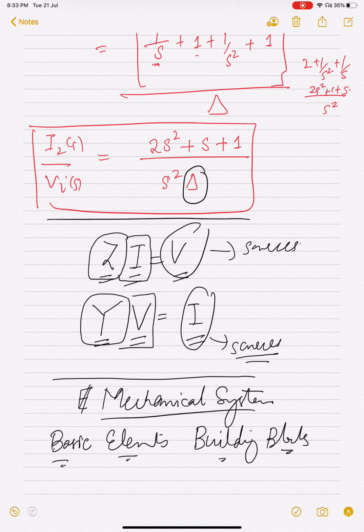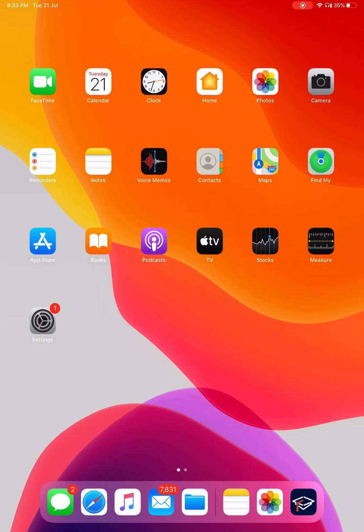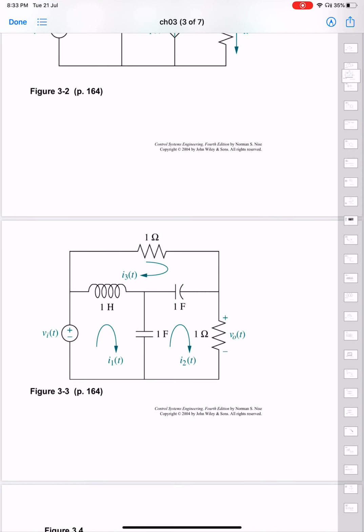just like you have building blocks for electrical systems, in a similar way you can have building blocks for mechanical systems. So what are the building blocks for mechanical systems?